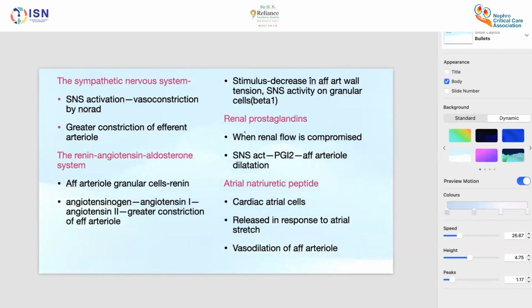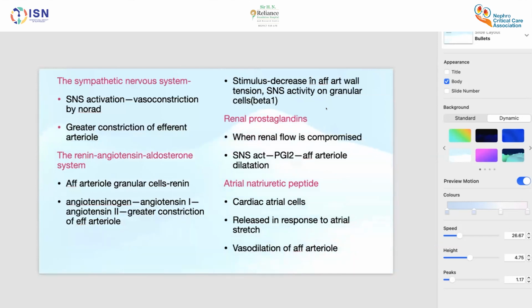In the renin-angiotensin-aldosterone system, the afferent arteriole granular cells in the juxtaglomerular apparatus secrete renin. The renin causes angiotensin 1 conversion to angiotensin 2, which causes greater constriction of the efferent arteriole. The stimulus for renin is a decrease in the afferent arterial wall tension or sympathetic activity on granular cells caused by beta-1 receptors. The renal prostaglandins play a role in autoregulation when the renal blood flow is compromised.